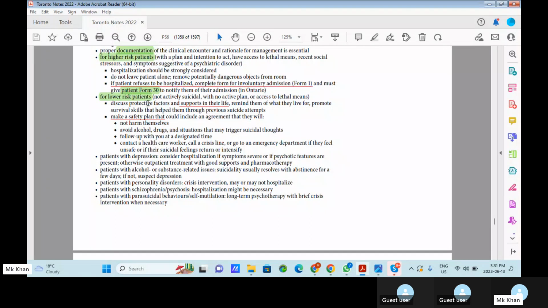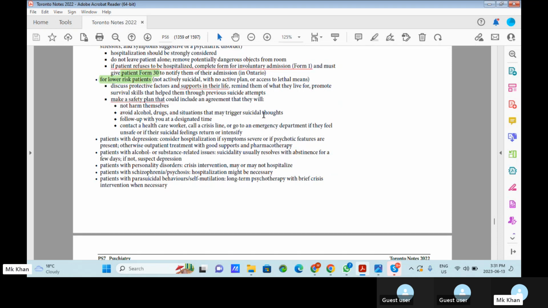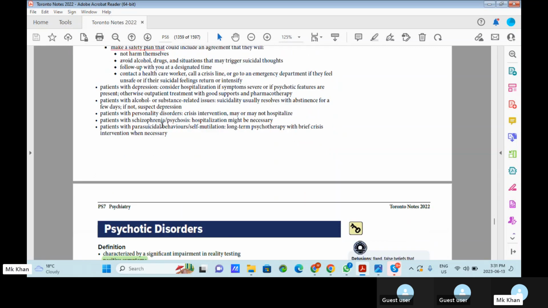Now for lower risk, not actively suicidal with no active plans or access to lethal means, discuss protective factors and supports in their life, remind them what they live for, and promote survival skills that helped them through previous suicidal attempts. Then this is important: make a safety plan, and an agreement that they will not harm themselves, and avoid alcohol and all the risk factors.